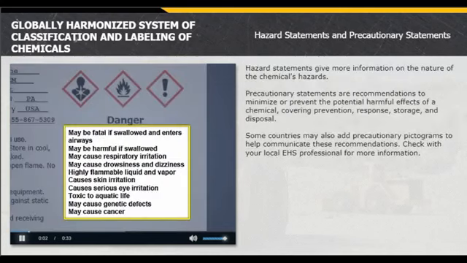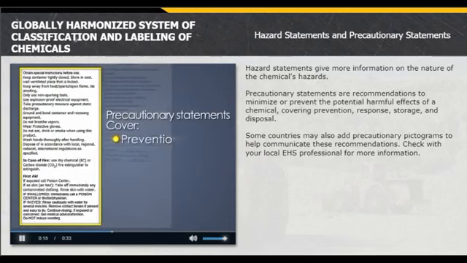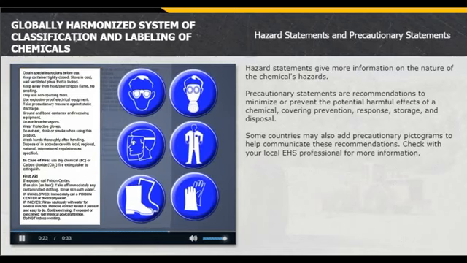Hazard statements give more information on the nature of the chemical's hazards. Precautionary statements are recommendations to minimize or prevent the potential harmful effects of a chemical, covering prevention, response, storage, and disposal. Some countries may also add precautionary pictograms to help communicate these recommendations. Check with your local EHS professional for more information.